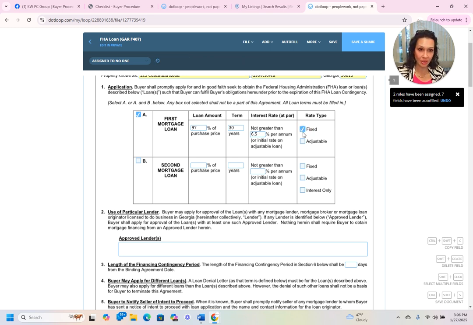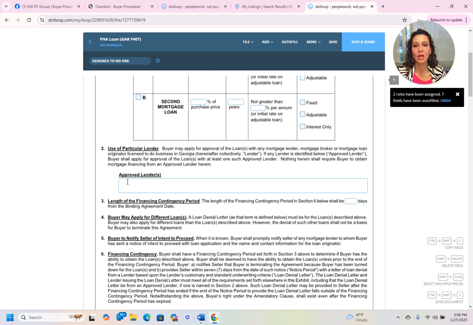It's fixed unless your lender tells you otherwise. Approved lenders. So this is who they're working with. If you're using our lender, Atlantic Bay, the lender partnership that we have, I'd write Atlantic Bay. Then I'm going to take it a step further. That's all this document requires, but I'm going to put Atlantic Bay dash Aaron Blackman dash Aaron Blackman's phone number.